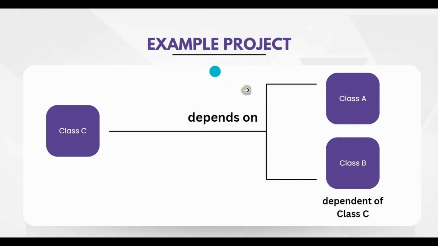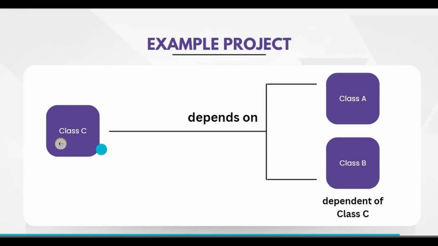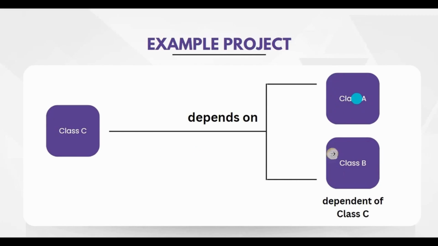So this is what a project representation looks like. We have one class C and two classes, that is class A and class B. So class C depends on class A and class B, which makes them dependent of class C. Basically, every time we want to access class A and class B, we need to create an instance of class A and B in class C. That makes it tightly coupled, right? Hence, we will be using Dagger to remove the dependency.